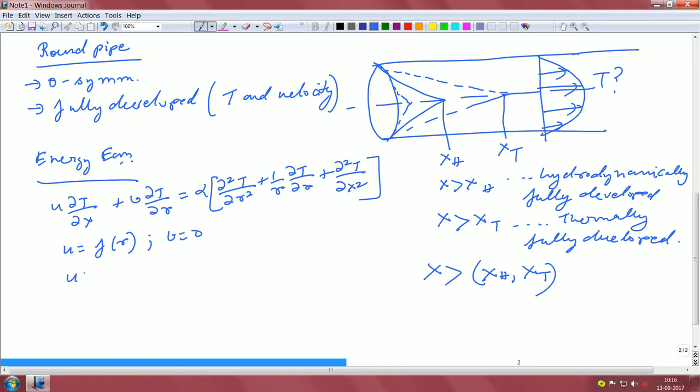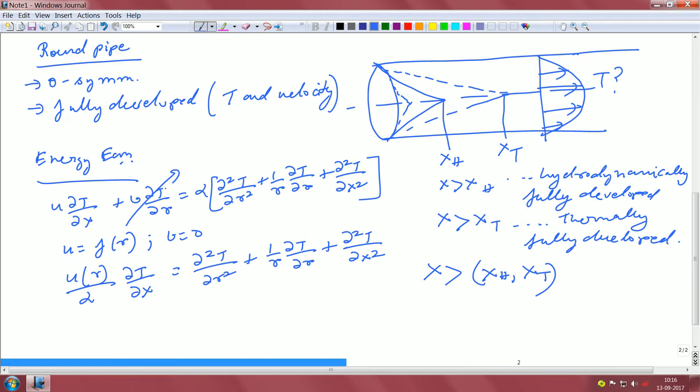So, what you can write, by simplifying this equation, is u dT/dx equal to alpha times (d²T/dr² plus 1/r dT/dr plus d²T/dx²), right. So, that will be the combined equation after we take off this particular term, and we write u as a function of r only. Now, there are three main terms in this particular equation, right.